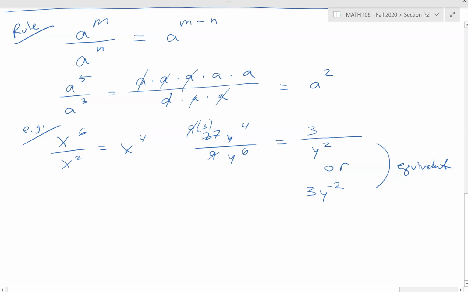Now, one thing you'll find out later on in this section is when you're simplifying expressions, we do not like to leave negative exponents in the final answer. All right? So the more acceptable answer here would be right here. So try to avoid negative exponents in the final answer. All right? So far, so good? Awesome.